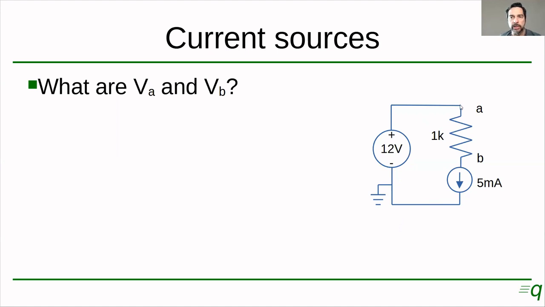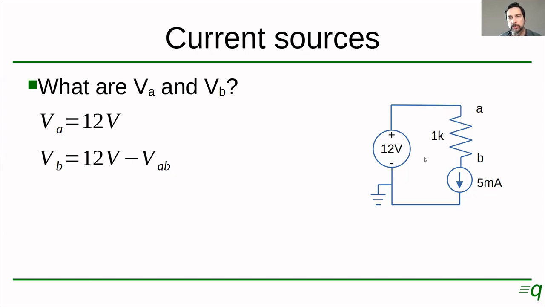So the voltage at point A is easy. It's just 12 volts because this is 0 and this voltage source is forcing the voltage of terminal A at 12 volts, right? Now, what is the voltage at point B? So the voltage at point B is going to be the voltage at point A minus whatever drops on the resistor. We can symbolize that as the voltage at B is 12 volts minus VAB.